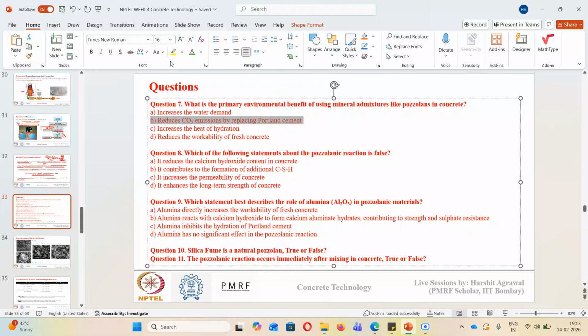Yes, the correct answer is B. It reduces CO2 emission by replacing Portland cement. You know why this is happening, because during cement production, we require a lot of fuel for creating high temperature inside the furnace, and during burning, CO2 is released due to combustion of limestone. So if we are using SCMs as a replacement of OPC, we are reducing the demand for OPC, and eventually we are reducing the CO2 emission caused by OPC production.